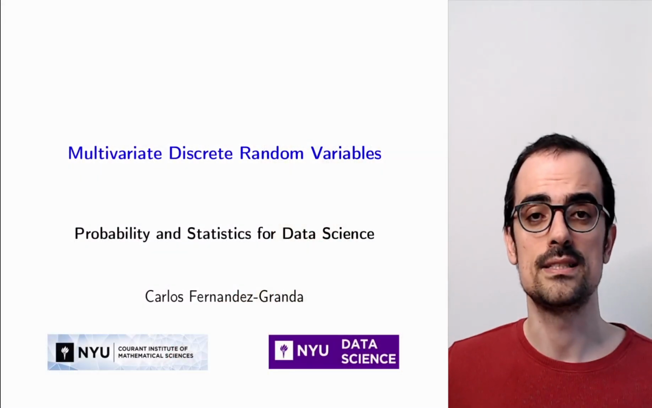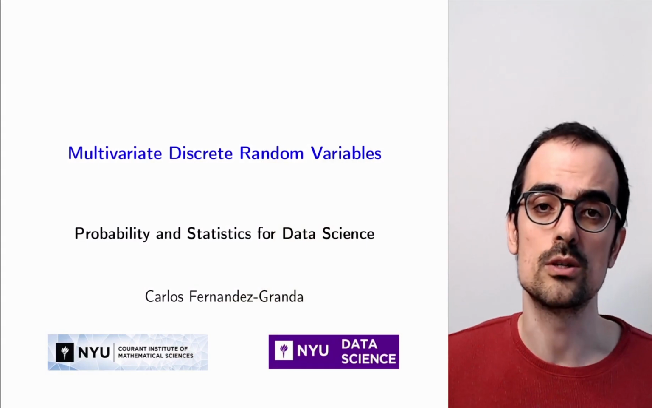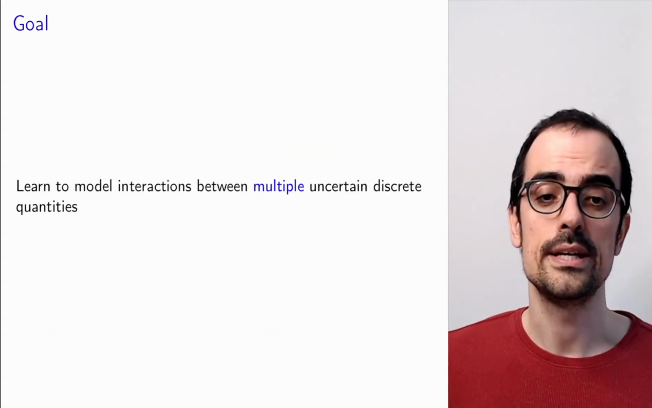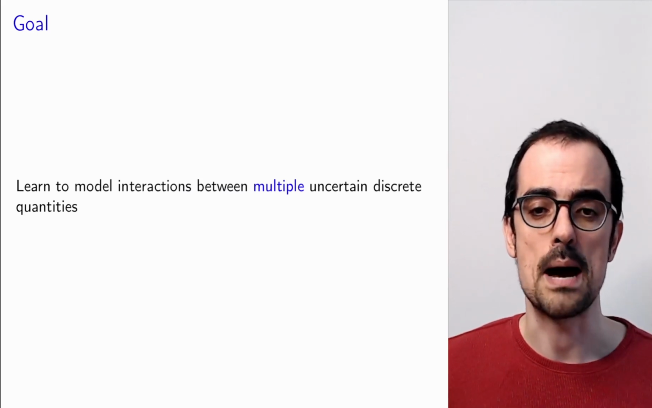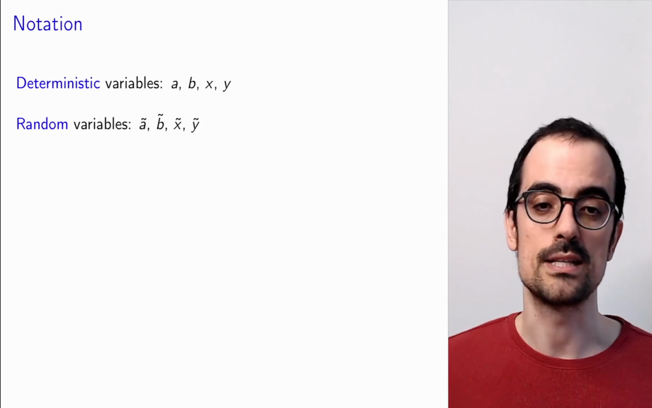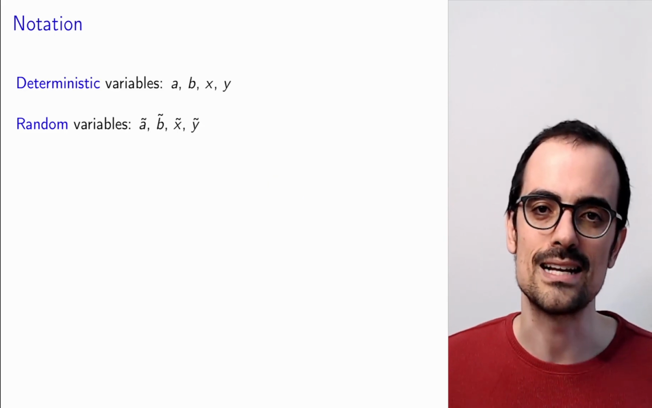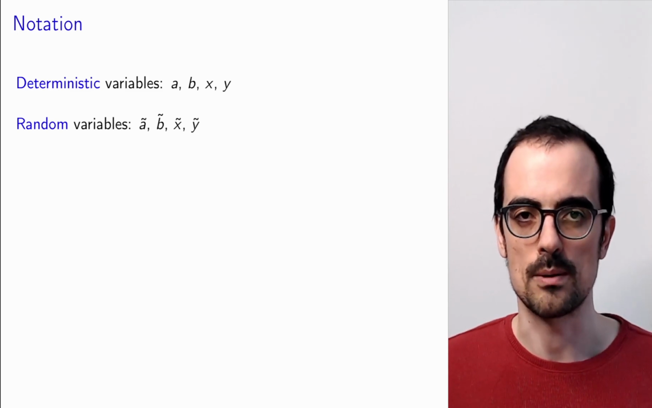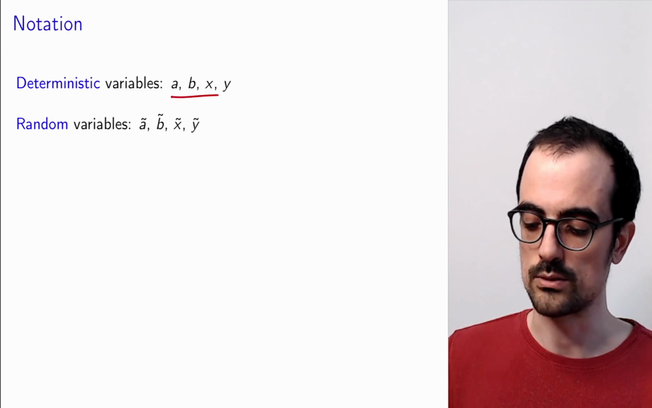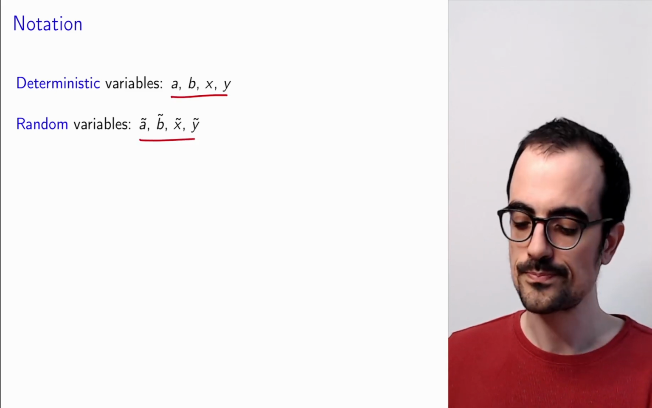When we have several different discrete random variables within the same model, we often call them multivariate discrete random variables. Our goal is to model the interactions between multiple uncertain discrete quantities. We do this by representing them as random variables. Remember that we have essentially two different kinds of variables when we're doing probabilistic modeling: deterministic variables, which we write without a tilde, without a squiggly line on top, and random variables that we write with a squiggly line on top.